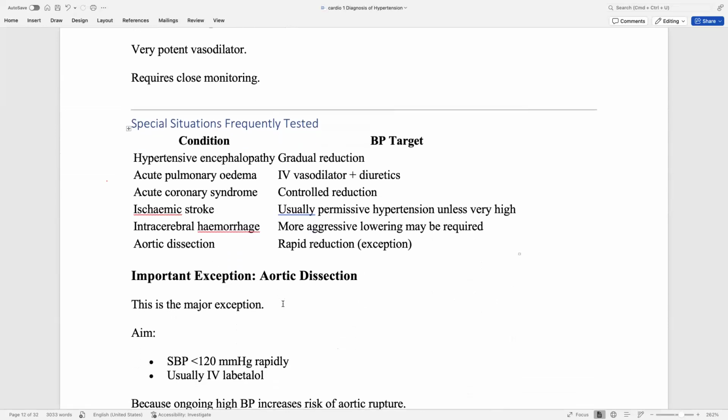Okay. Special conditions: if hypertensive encephalopathy, gradual reduction, so as not to increase the encephalopathy. Pulmonary edema, by vasodilation and diuretics. Acute coronary syndrome, controlled reduction. Ischemic stroke, keep it unless it is very high. Leave it. In ischemic stroke, don't reduce it.